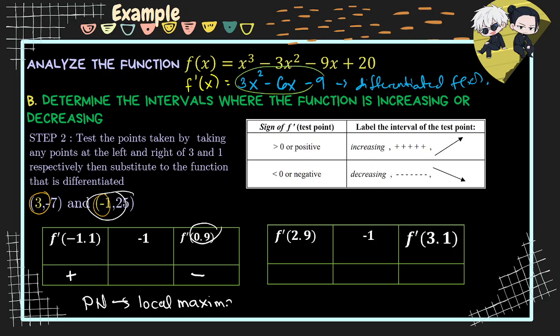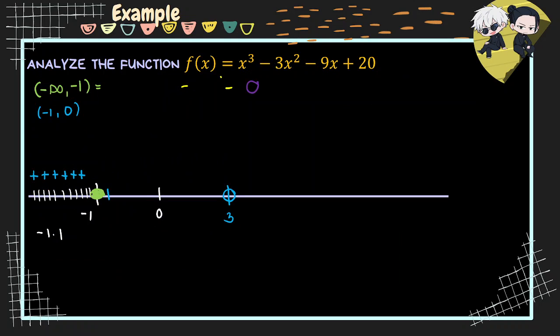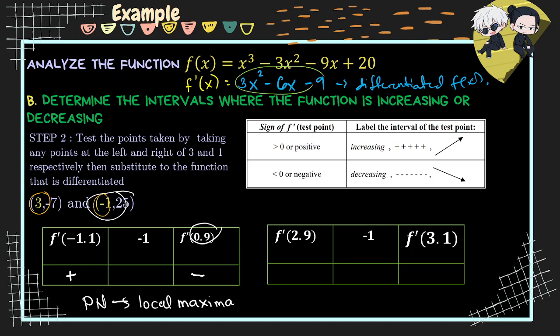Okay, that's the local maximum. So, basically, what we got here is that it went down. Negative, negative, negative, negative. So, everything there is negative. Now, since the values to the left of 3 are negative, we are going to test the 3. Replace it with the 3.